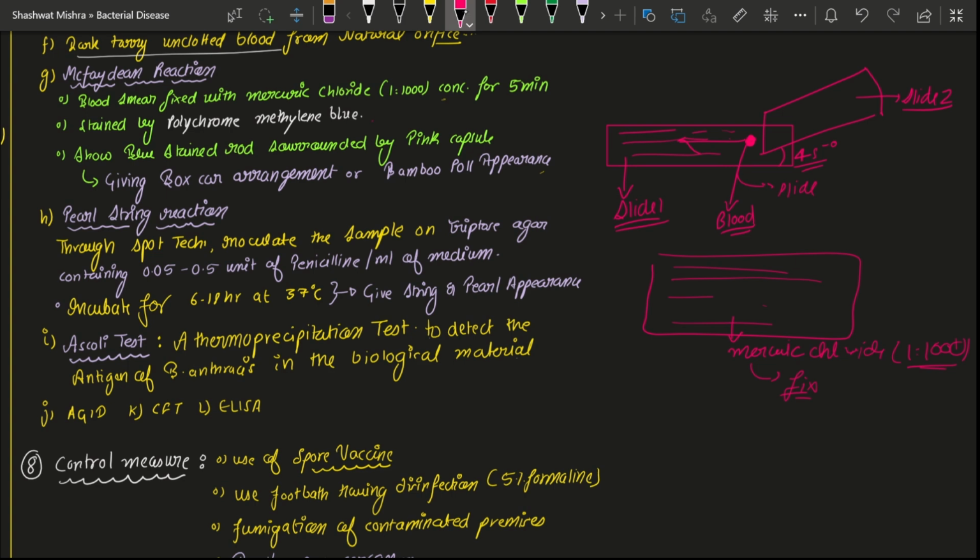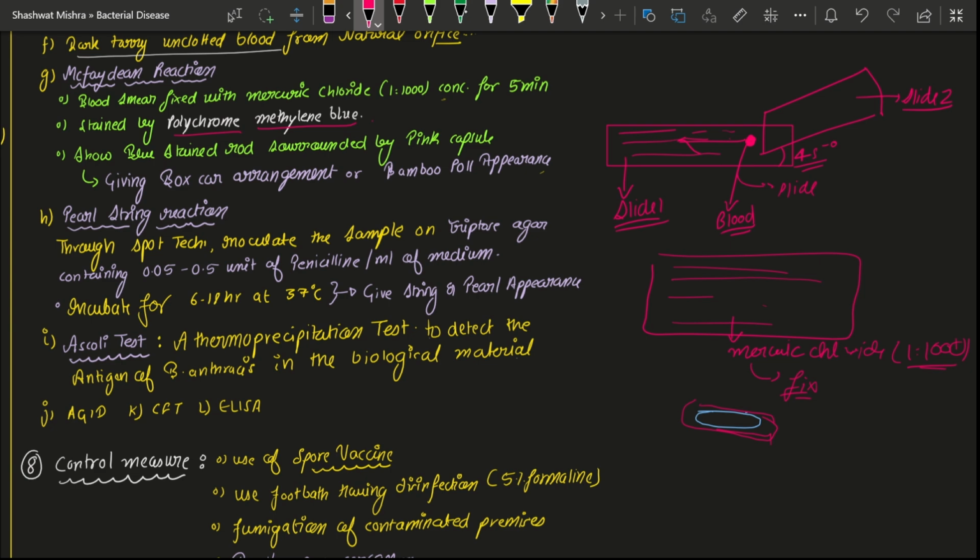Okay, now we are going to stain it with what? Polychrome methylene blue. When we stain this particular slide with polychrome methylene blue, what we can see is that there are blue stained rods. And what's the next thing? It is surrounded by what? Pink capsule. That would be the appearance of that particular bacteria after staining with polychrome methylene blue.